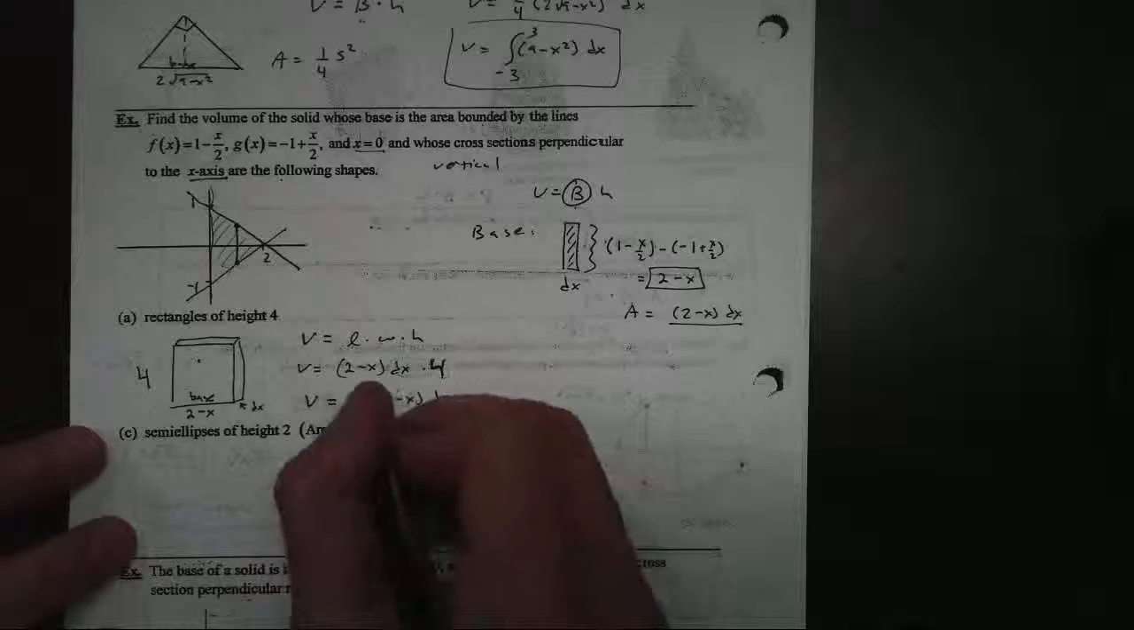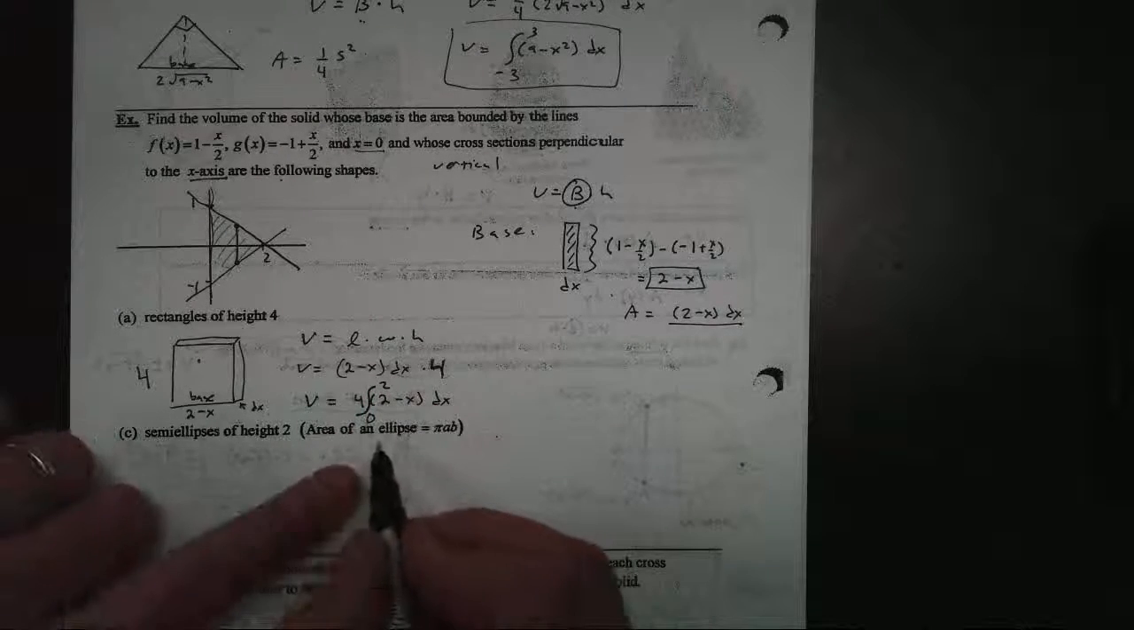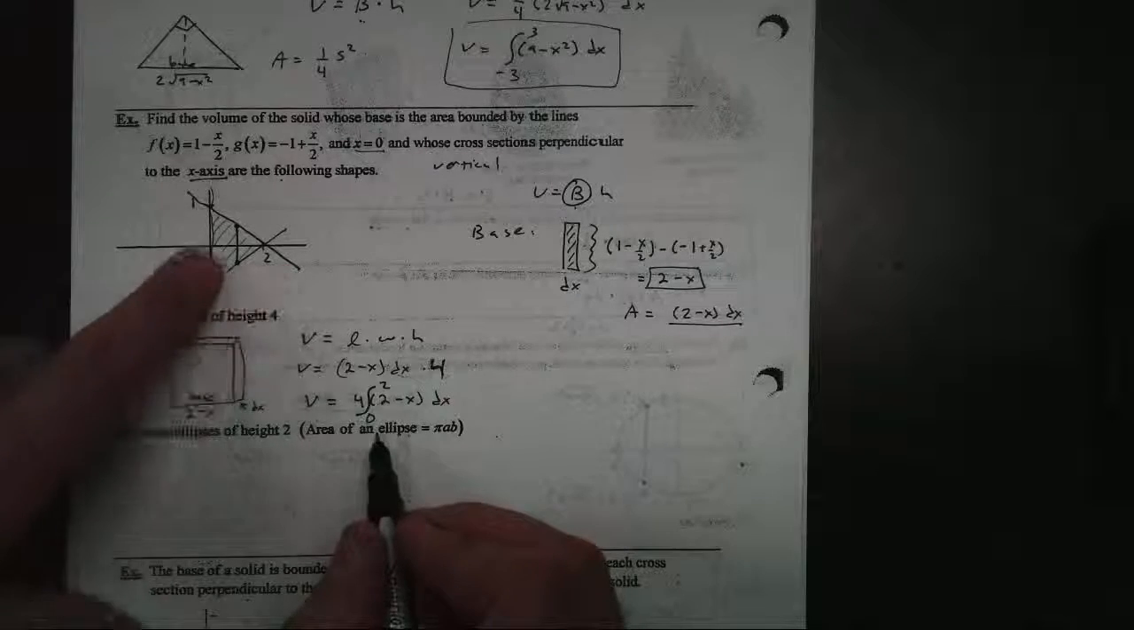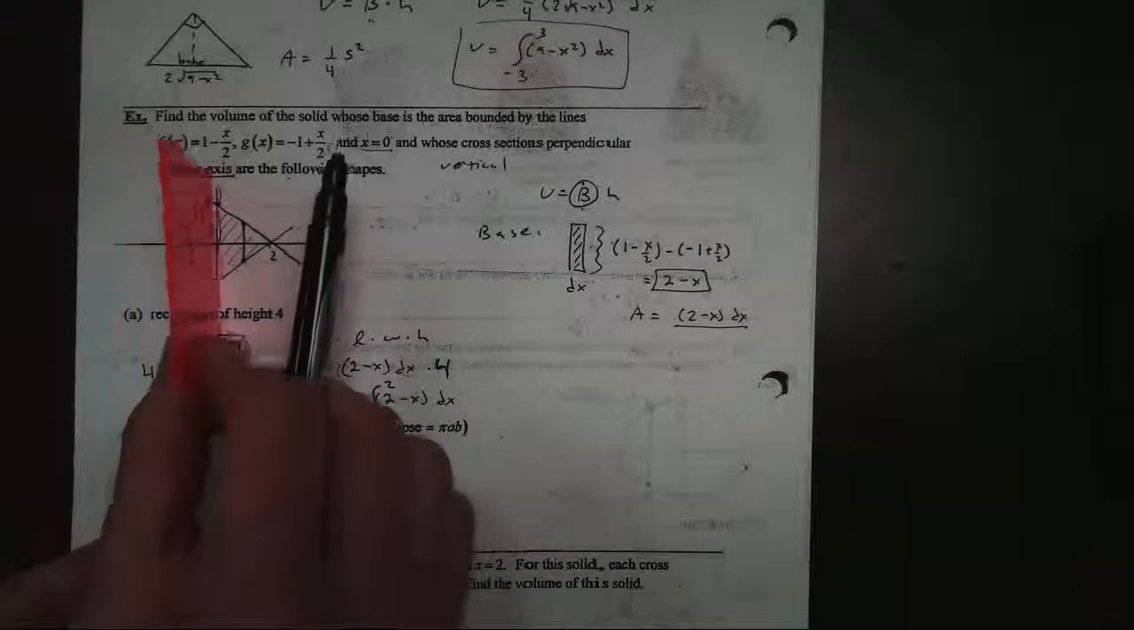To get all of my rectangles, I integrate it from 0 to 2. I go from 0 to 2 because of my domain right there, from 0 to 2. That's where my rectangles are going to go from 0 to 2.